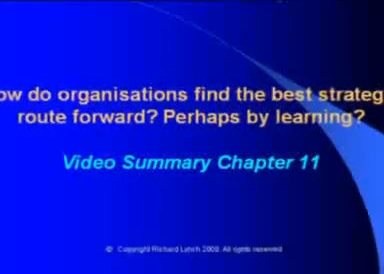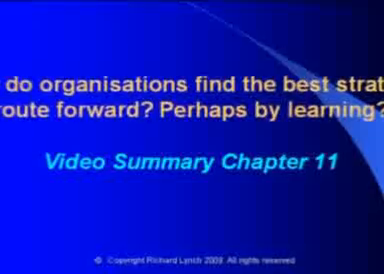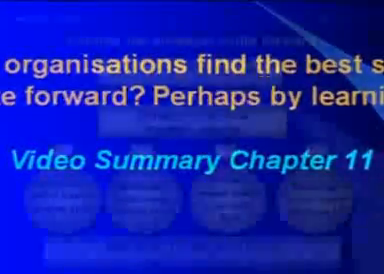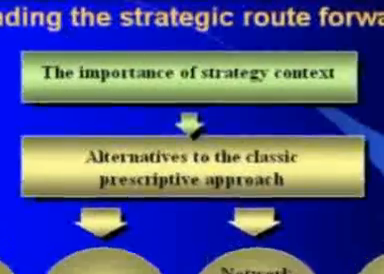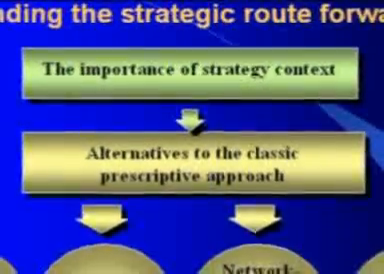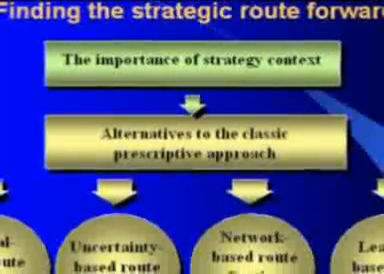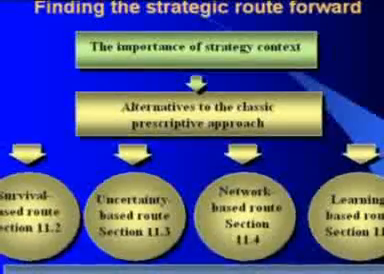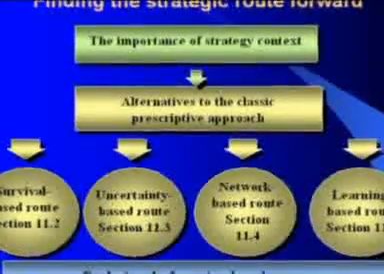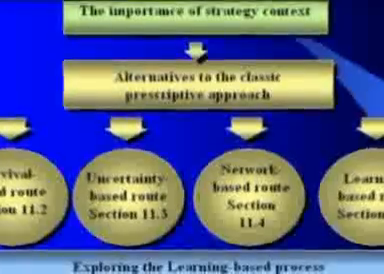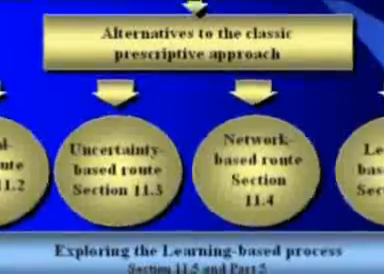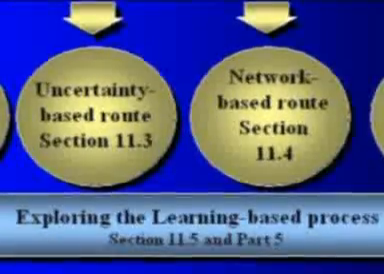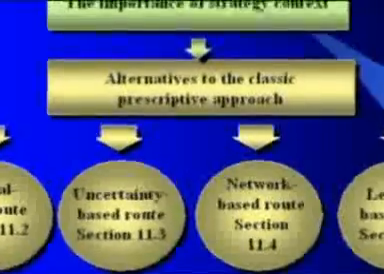Chapter 11 is called Finding the Strategic Route Forward, and it consists mainly of emergent approaches to strategy development. It has two major parts. First of all, considering strategy context before going on to consider some alternatives to the classic prescriptive approach. Four alternatives are in fact explored. The final part of the chapter then focuses on one of those alternatives, the learning-based route, and this is explored in some depth. Let's begin with context.